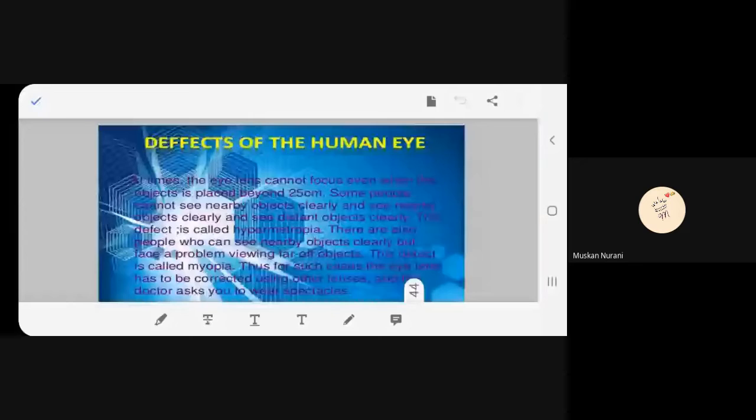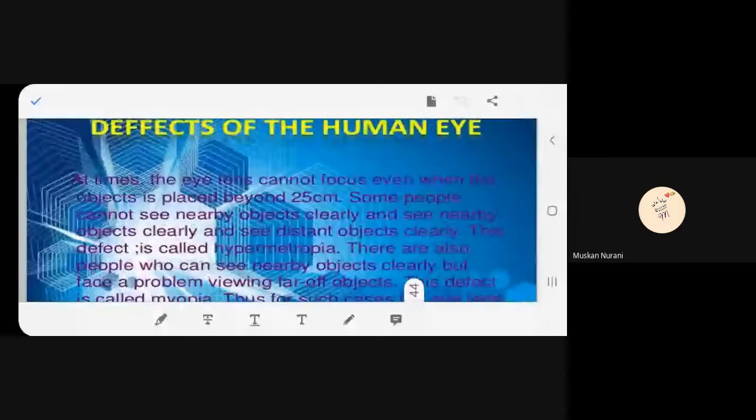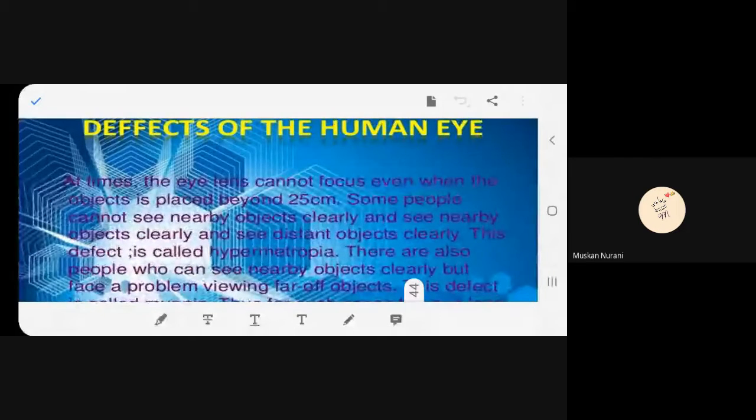What are the defects of the human eye? That's why we wear spectacles. Please read. Defects of the human eye. The eye lens cannot focus even when the object is placed beyond 25 centimeters. Some people cannot see nearby objects clearly but see distant objects clearly.